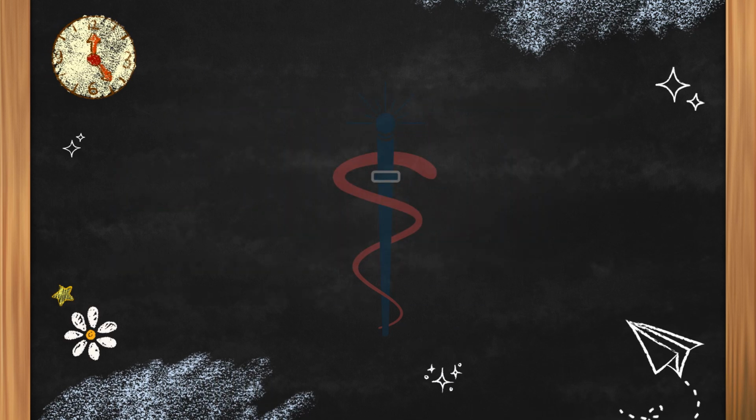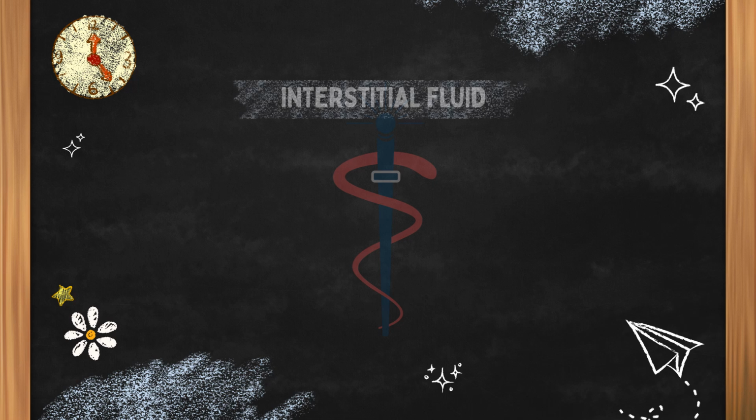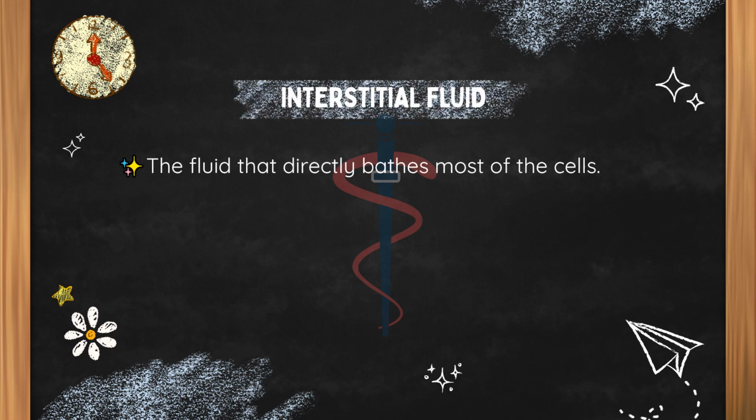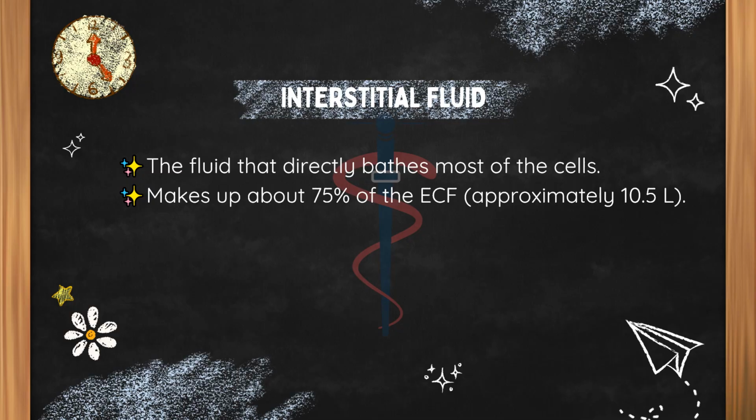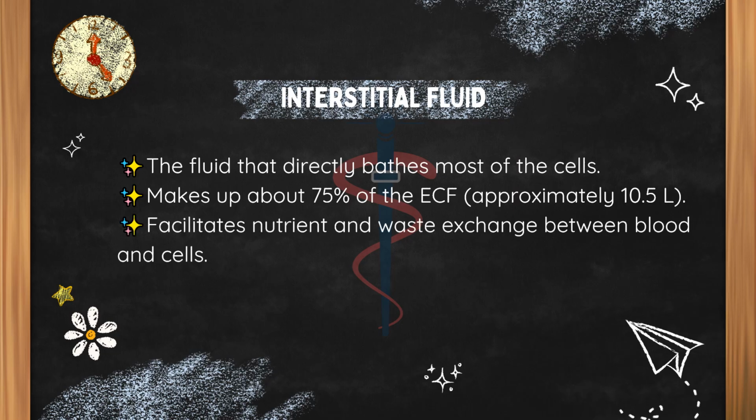The extracellular fluid isn't uniform, it's further divided. The major portion is the interstitial fluid, which surrounds the cells. This accounts for about 75% of the ECF, or roughly 10.5 liters. Think of it as the immediate microenvironment bathing our cells, facilitating nutrient and waste exchange.